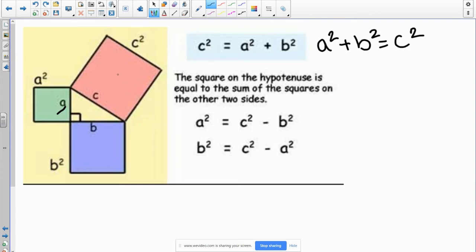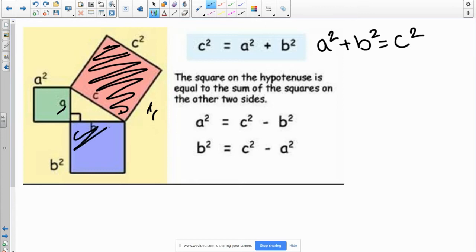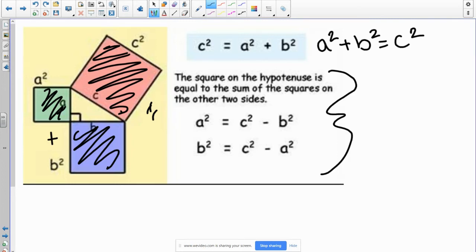C squared, so this value right here, the area of this red square, is equal to the area of your a squared plus the area of your b squared, because your side length is b, so b squared. Or you can write it as a squared plus b squared equals c squared. We'll get to this part in LT2 and LT3, but for right now we're just going to use the Pythagorean theorem as a squared plus b squared equals c squared, or c squared equals a squared plus b squared.